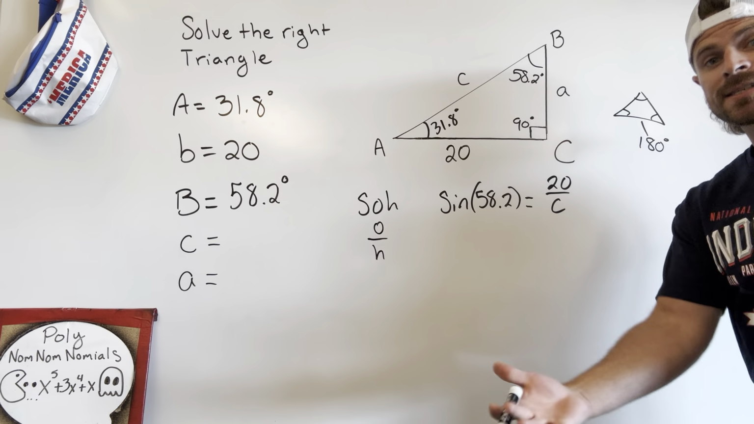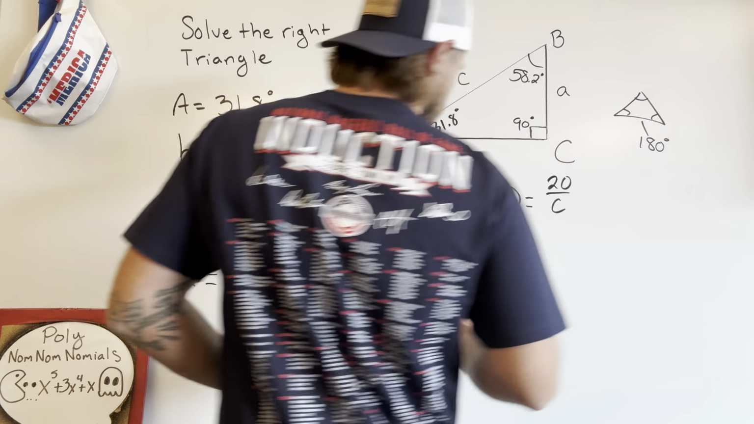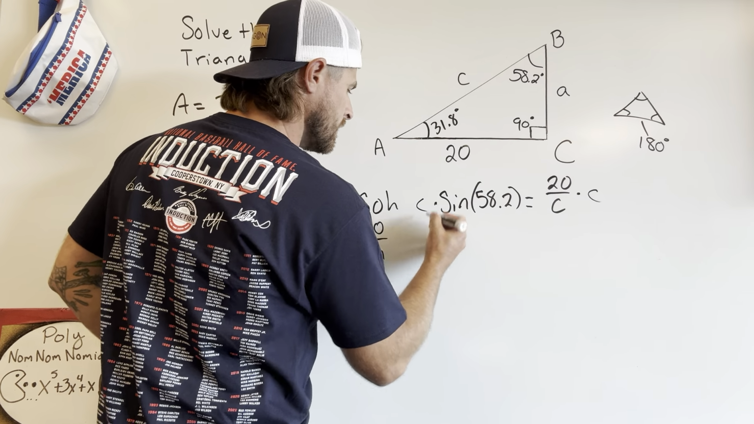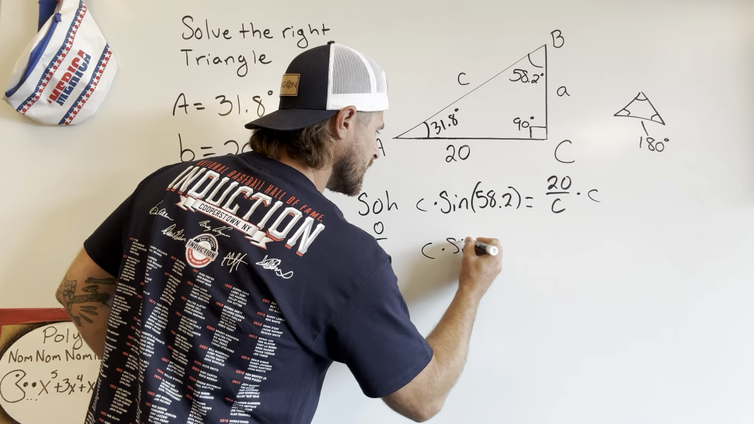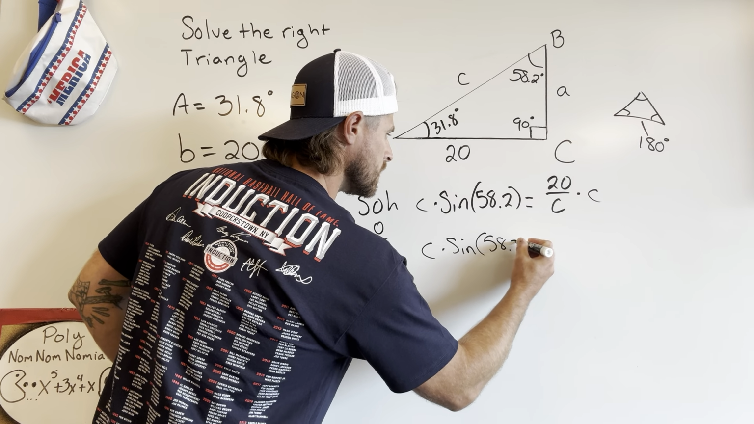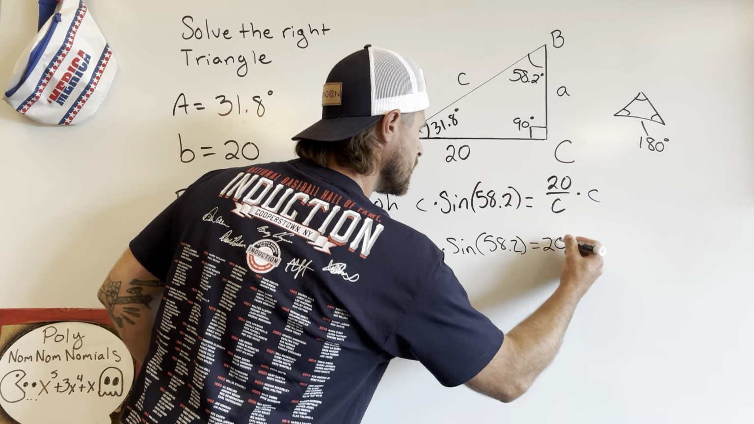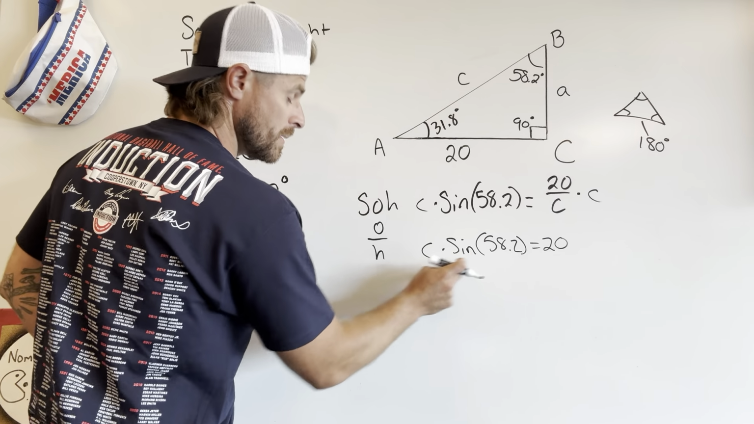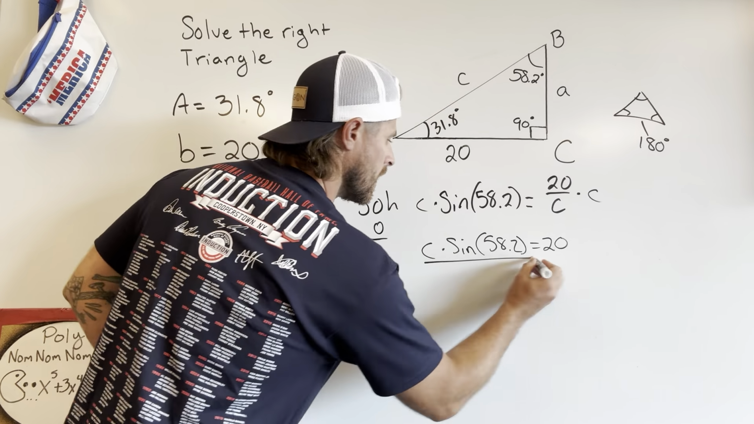Now we have an equation that we need to solve, so we're going to inverse operate to get rid of some information and get C isolated. So let's multiply by C to get it over on the other side. That gives us C times sine 58.2 is equal to 20. And now to get rid of sine 58.2, because these two are being multiplied, we can just do the opposite and divide by sine 58.2. And we're going to divide the other side by sine 58.2 as well. And that will give us our C value.